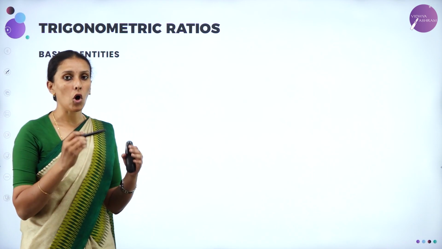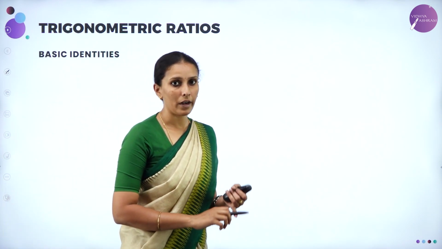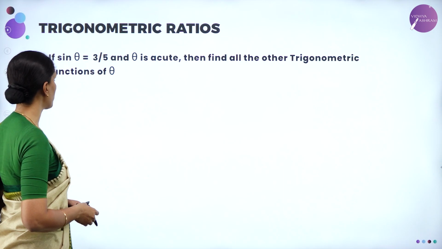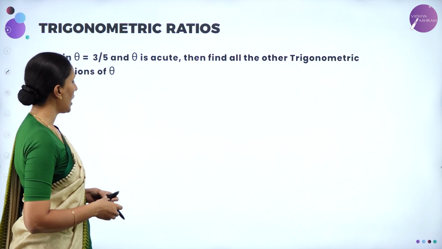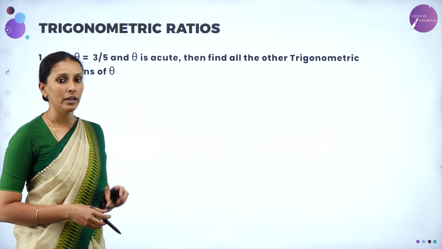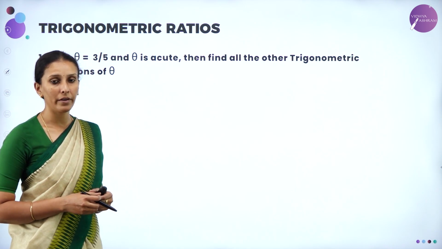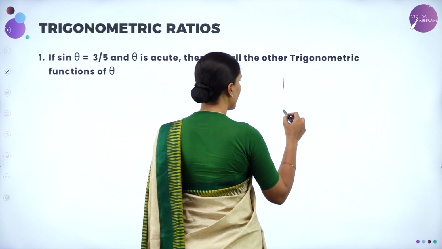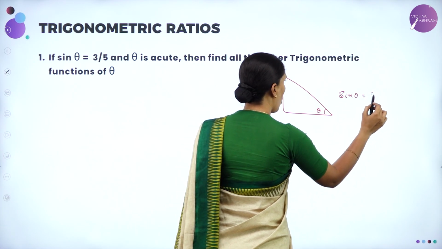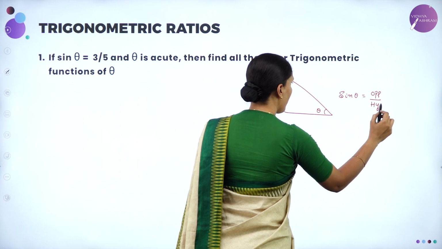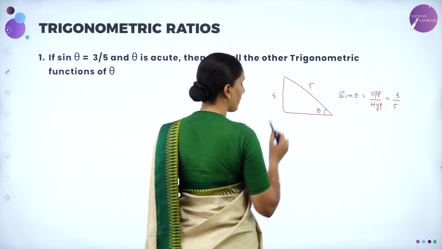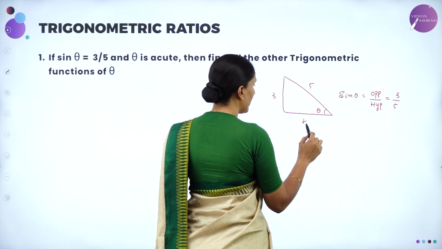So now you need to remember all the 6 trigonometric ratios, their reciprocal relations and the basic identities. So let us take a few problems related to these trigonometric ratios. If sine theta is equal to 3 by 5 and theta is acute, then find all the other trigonometric functions of theta. So can we find all the trigonometric ratios if I know one trigonometric function? Yes. So clearly they have given sine theta is equal to 3 by 5. So what is sine theta? Sine theta is opposite by hypotenuse. They have given the value as 3 by 5. So therefore opposite to angle is 3, hypotenuse is 5. Using Pythagoras theorem, we can get this as 4.